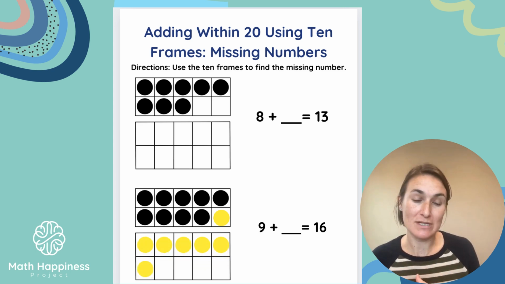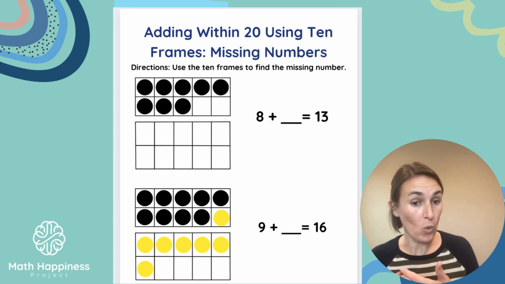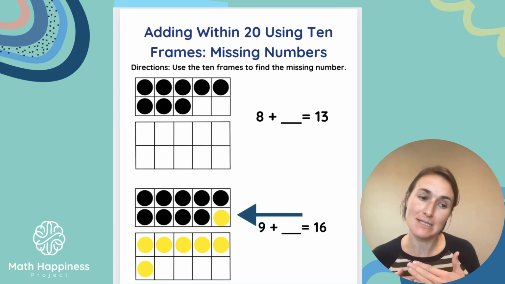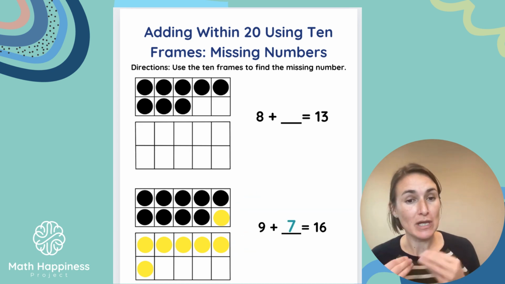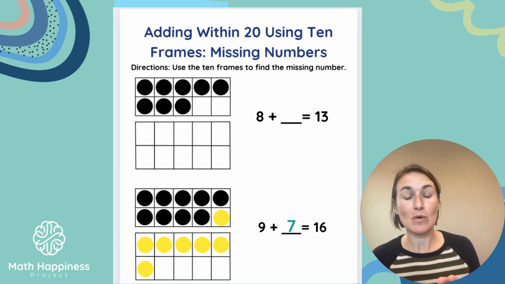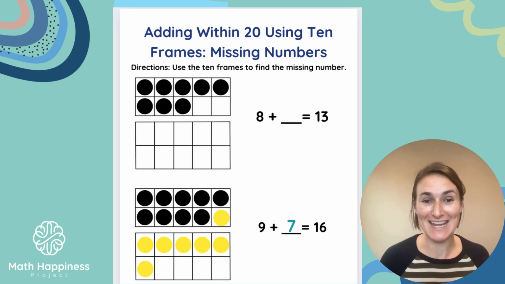So once I do that, I can see I have 1 in the other 10 frame, and then maybe I need to count 1, 2, 3, 4, 5, 6, 7, or maybe the child just knows I put 1 in the other 10 frame and I put 6 in this 10 frame. 1 and 6 makes 7. So the intent of these 10 frames is really to scaffold the child and to be able to see what would make sense for that equation. And we're using the 10 frame to help us benchmark to 10 to do that work.